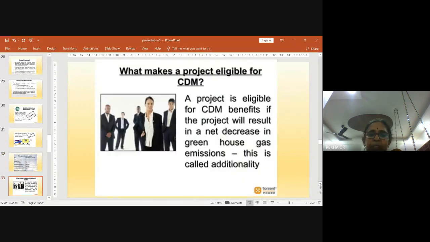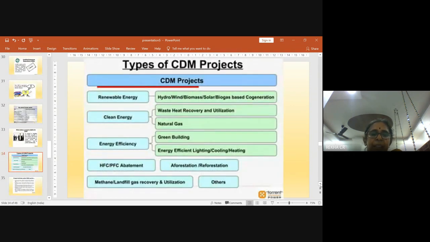What makes a project eligible for CDM? A project is eligible for CDM benefits if it results in a net decrease in greenhouse gas emissions, which is called additionality. There are different types of CDM projects, like renewable energy such as hydro, wind, biomass, solar, biogas-based cogeneration, clean energy such as waste heat recovery and utilization and natural gas, energy efficiency, green building and energy efficient lighting, cooling and heating, HFC and PFC abatement, afforestation or reforestation, and methane landfill gas recovery and utilization.